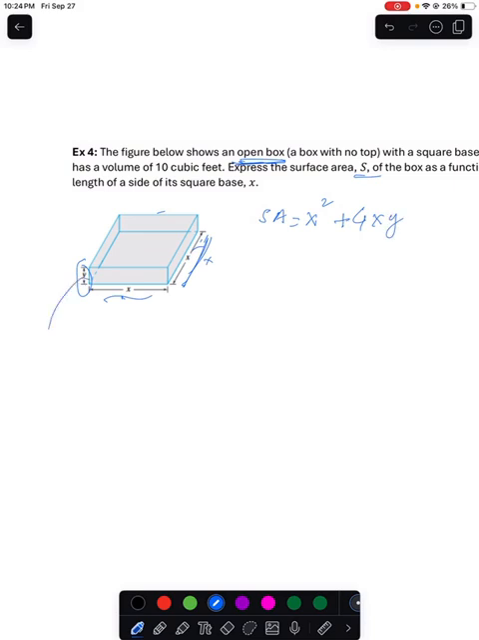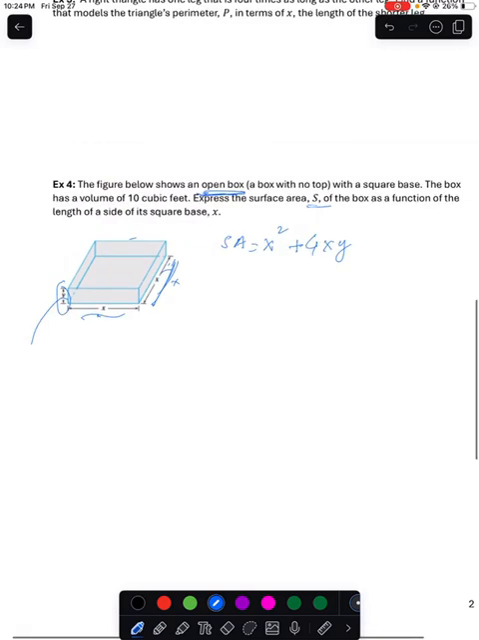So we got the surface area, but this is not our complete answer. Why? Because the question is asking us to find the surface area as a function of the length of a side, so it's only in x. So how do we get rid of the y? Here we use the other information that is given. What is the other information? That the volume of the box is 10 cubic feet.